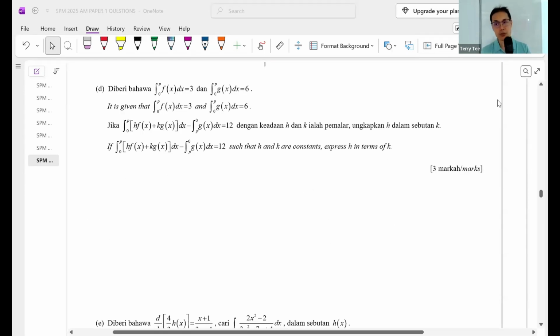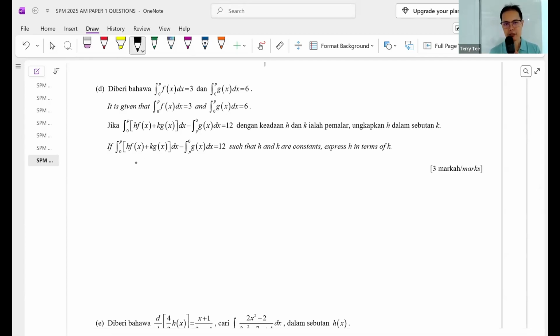This is integration. So like I said, this question combines differentiation and integration from chapters 3 and 2. Okay, now you're given this integration from 0 to p of f(x) is 3, from 0 to p of g(x) is 6. And they give us the long expression here. Such that h and k are constants, express h in terms of k. I have to break this up so that I can use these two pieces of information. So number one, h is unrelated, it's a constant, so you put it outside and write integration from 0 to p of f(x) dx.